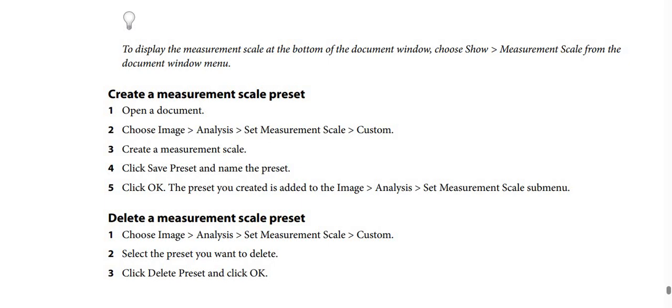How to create a measurement scale preset? We have 5 steps. Step number 1, open a document firstly. Step number 2, choose image, then choose analysis, then select set measurement scale, then select custom. Step number 3, create a measurement scale. Step number 4, click save preset and name the preset. Step number 5, click OK to continue, and the preset you created is added actually to the image, and then select analysis, then select set measurement scale submenu.